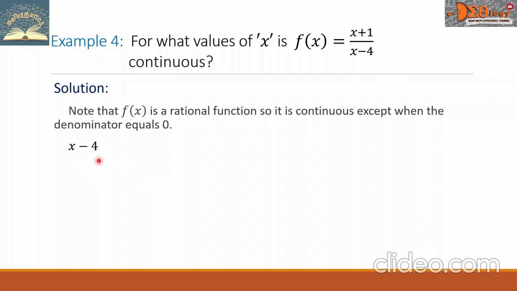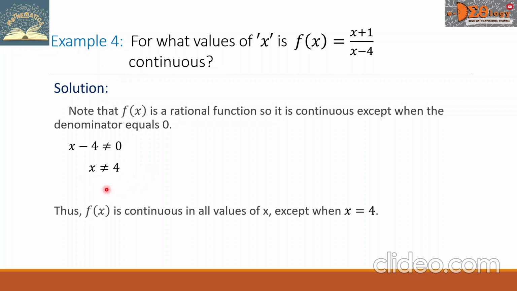So, x minus 4 should not be equal to 0. Then we solve for x. The negative 4 we transpose to the right, so it becomes x is not equal to 4. For our conclusion, we say that f of x is continuous in all values of x, except when x equals 4.